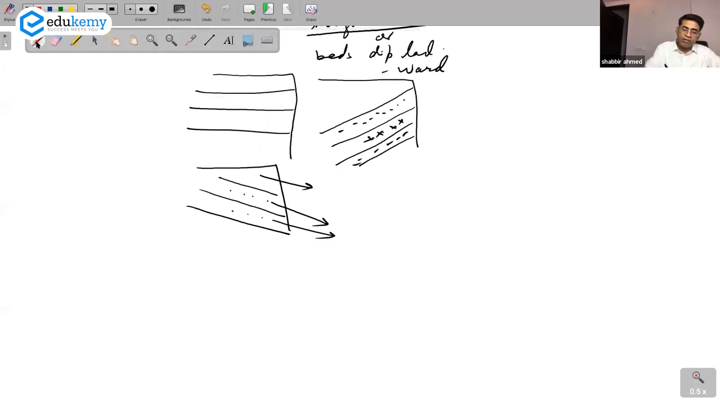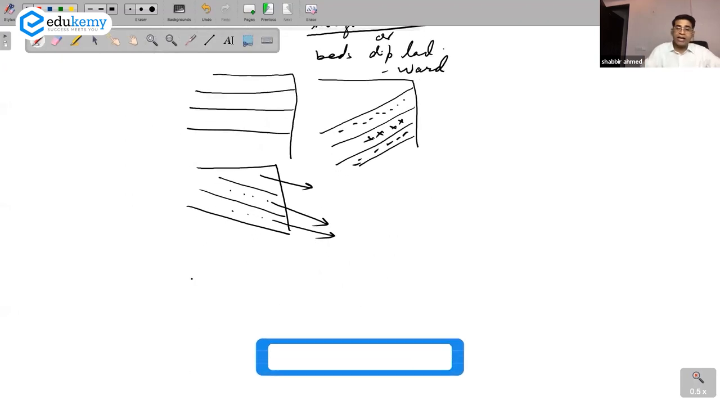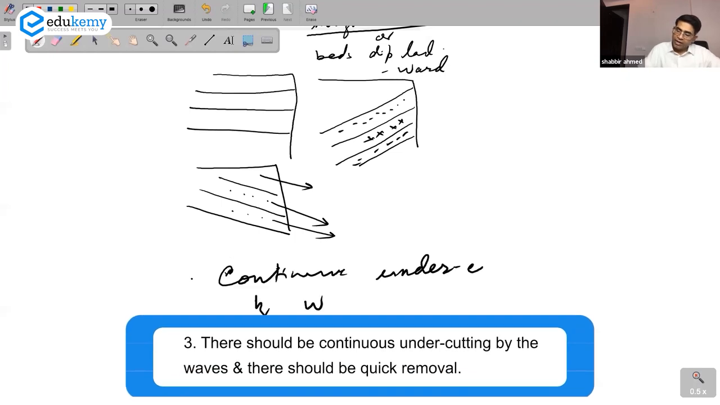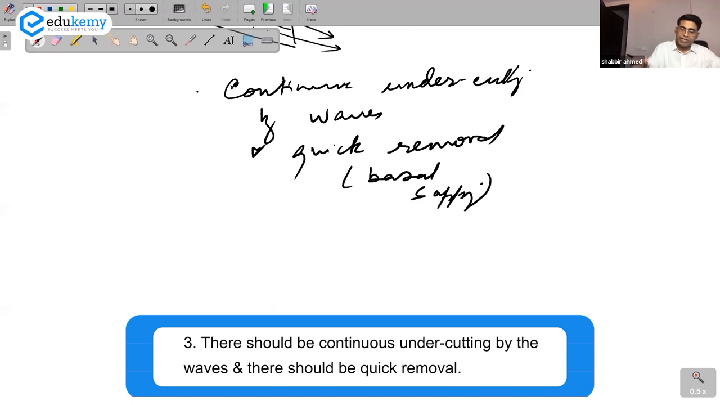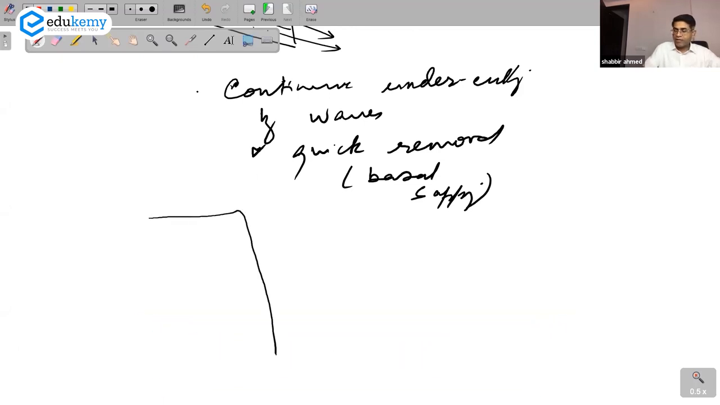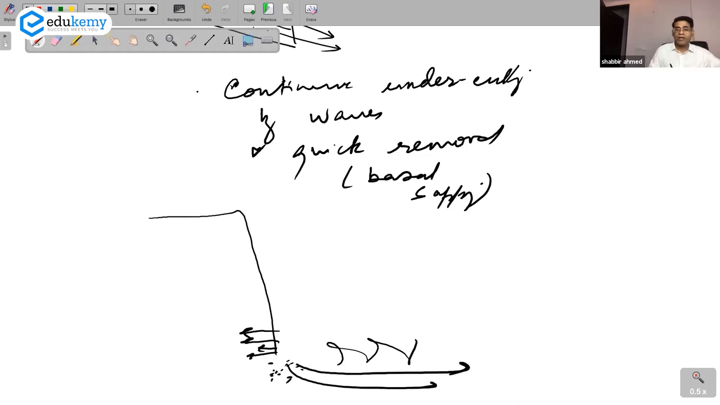Another very important factor for cliff formation is that there should be continuous undercutting by the waves, and there should be quick removal of the rocks, what we mean by basal sapping. It basically means that the waves must keep on cutting here, keep on cutting here, and whatever debris and rocks are formed here must be removed very effectively. Only then can the surface here be almost a perpendicular precipice.